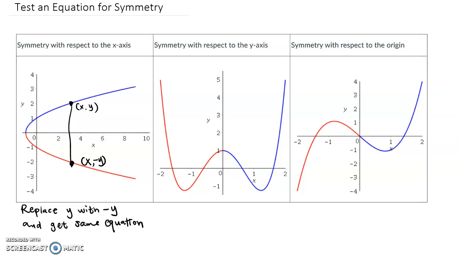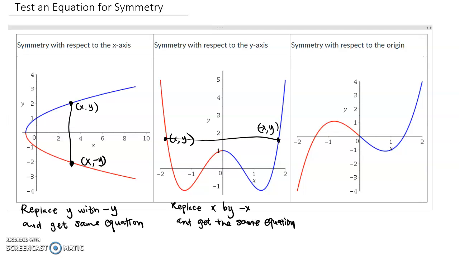Okay, if a graph is symmetrical with respect to the y-axis, then for any point (x, y) on the graph, you can always find a point with the same y value but opposite x value. So that means if you replace x by negative x in an equation and then somehow simplify it to the same equation, then that equation is symmetrical with respect to the y-axis.